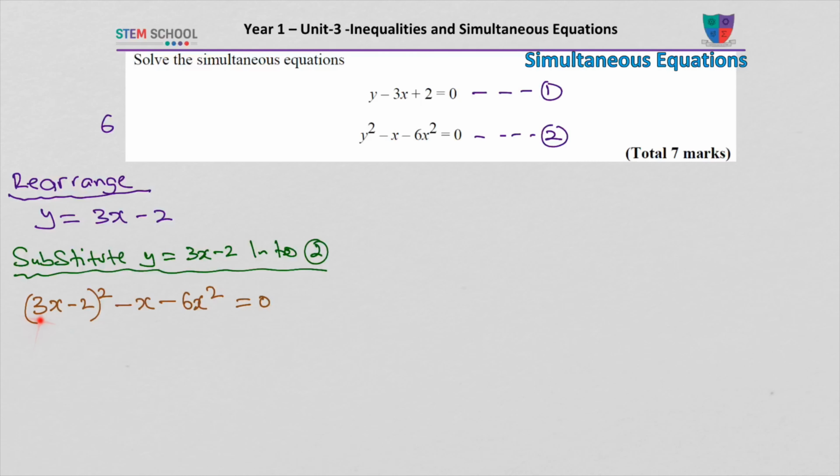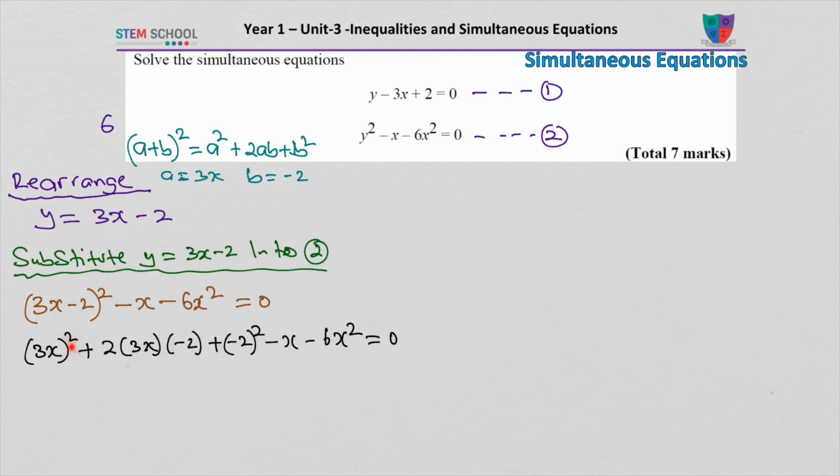I need to expand (3x minus 2) squared. To do my squared expansion, I'm using (a plus b) squared equals a squared plus 2ab plus b squared, where my a is 3x and b is minus 2, and here it is. So I get (3x) squared, a squared, plus 2 times 3x, 2ab, times minus 2, plus b squared, which is minus 2 squared, minus x, minus 6x squared equal to 0.